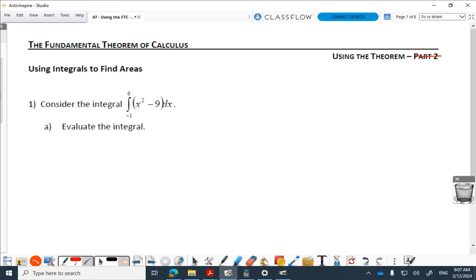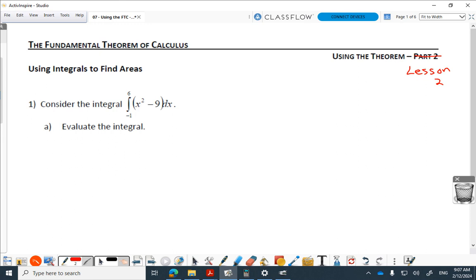Lesson 2. It makes no comment about whether I'm going to be doing part 1 of the theorem or part 2 of the theorem. It just says talk about the theorem again. Using integrals to find areas. We start off with what should be an easy one, even if you're not caught up with the homework.